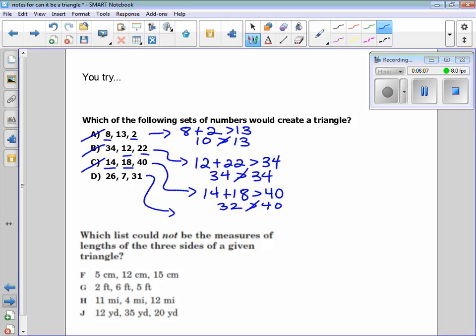So D should be our answer, but let's check. Smallest sides are 26 and 7. Add 26 and 7, has to be greater than 31. 26 plus 7 is 33. 33 is greater than 31, so D is our triangle.